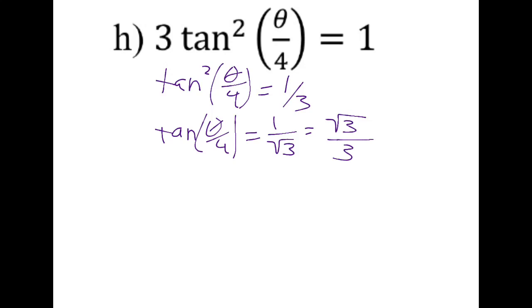Well, what's going on here? First off, this should be plus or minus because we took a square root. But what's going on here? We have theta over 4. We have a modified period. That is a little bit of a problem. How do we handle this?